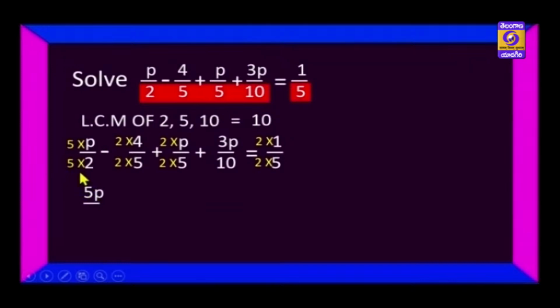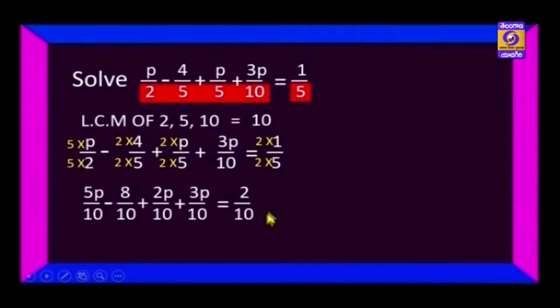5 into p is 5p, by 5 twos are 10. Next 2 fours are 8, by 2 fives are 10, plus 2 into p is 2p, by 2 fives are 10, plus 3p by 10 equals 2 ones are 2 by 10. Now you observe all the denominators on the left side and all the denominators on the right side are the same. What we do now is cancel all the denominators, we can strike off all the denominators on the left side and also on the right side because they are the same. Now we take only the numerator parts, that is 5p minus 8 plus 2p plus 3p equal to 2.